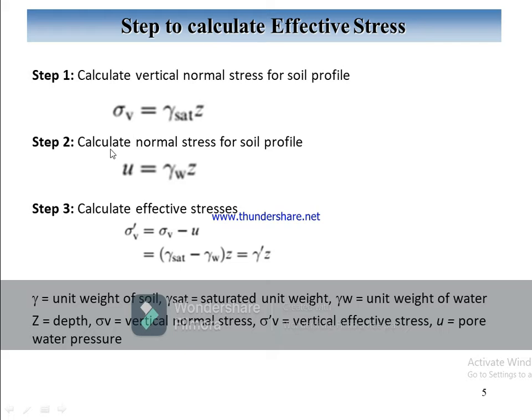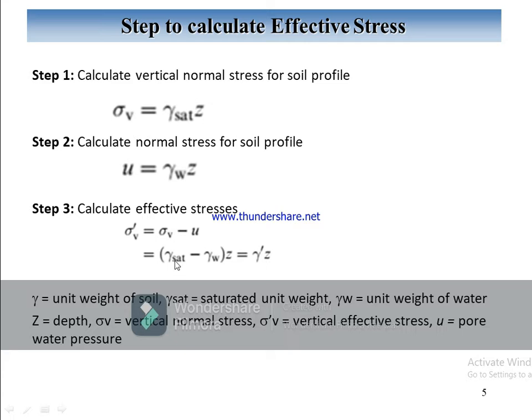Then calculate pore water pressure at depth Z by multiplying the unit weight of water with depth Z. For calculating the effective stress, we use a formula. Effective stress is equal to total normal stress minus pore water pressure, which will be found in about two steps. These two terms, the total stress and pore water pressure, are determined here. Then we put these two values here, and we get the effective stress values.